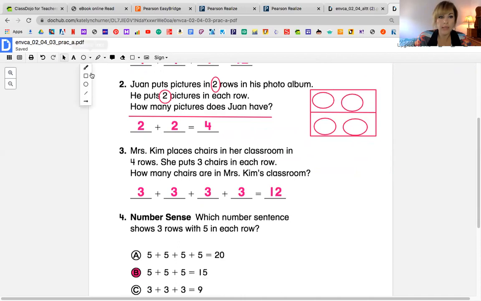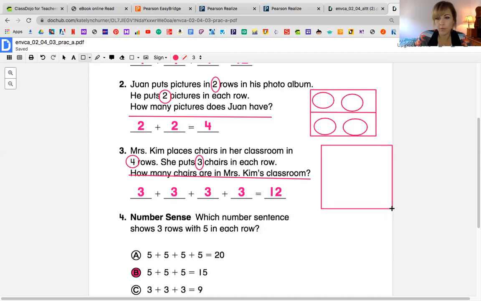Number 3 says, Mrs. Kim places chairs in her classroom into 4 rows. She puts 3 chairs in each row, and my question reads, how many chairs are in Mrs. Kim's classroom? Okay, so let's go ahead and make our array. And then going back to my question, it says I have 4 rows. So I have 1 row here, a 2nd row here, and then my 3rd and my 4th row, okay?